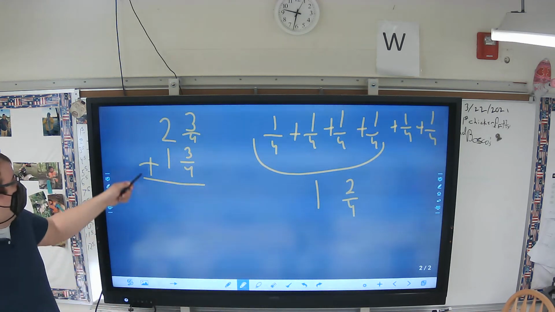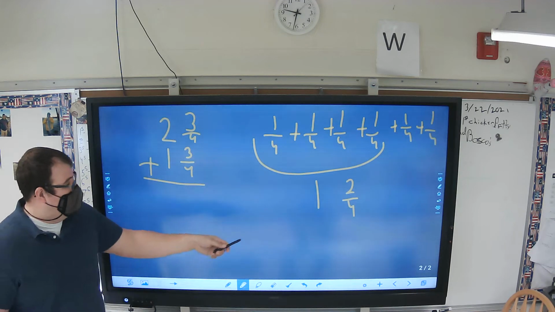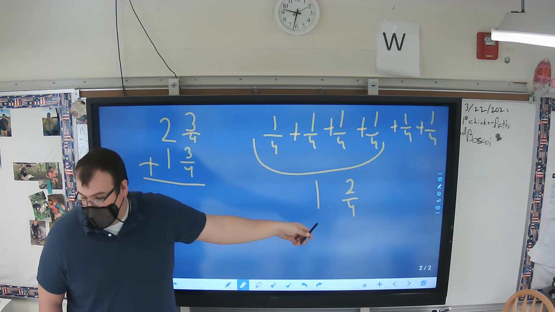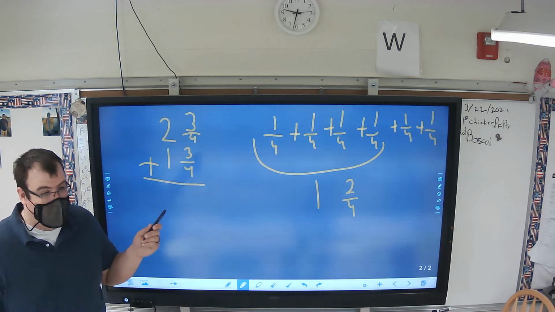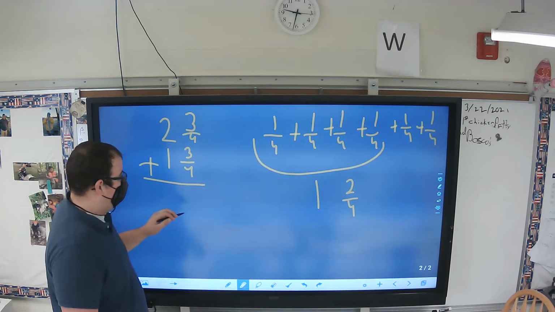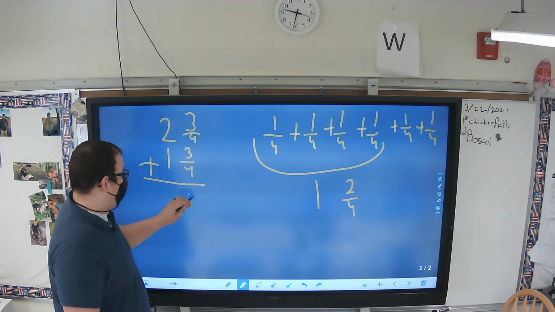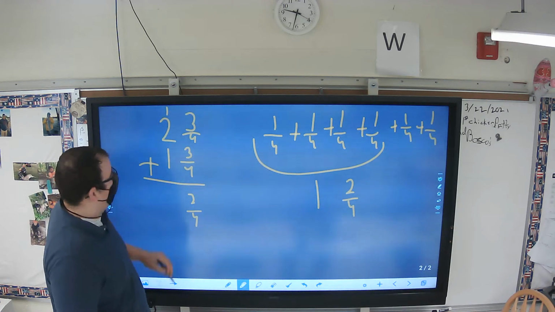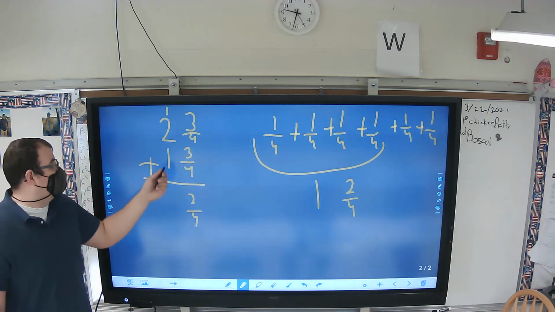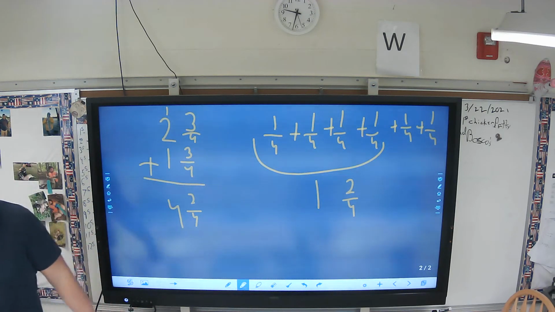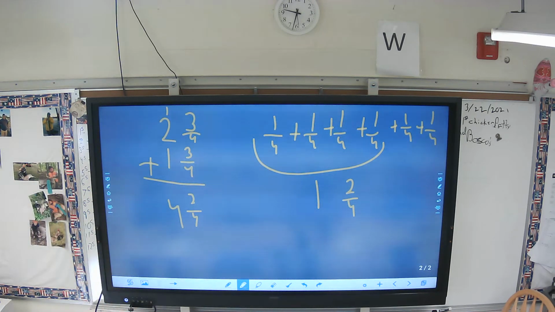And I add my 1 equals 3. I add this 1 onto it because it's a whole number now, right? It's like carrying, correct? I have 1 and 2/4. I put my 2/4 down, carry my 1. Is it the same thing? Yeah. 1 plus 2 is 3, plus 1 is 4. 4 and 2 fourths. Does that make sense now?